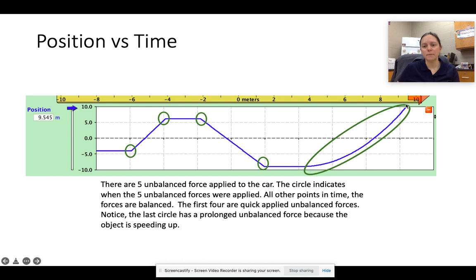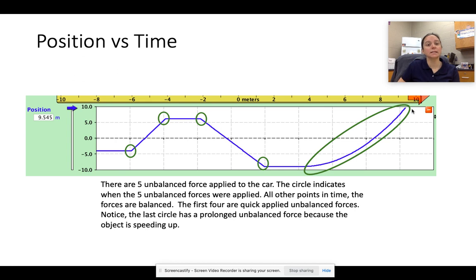So then what's happening here? The object, remember, is speeding up. We see a curved line in this instance. So this is not a quick applied force. This is a prolonged, unbalanced applied force. And so we can see, looking at these position time graphs, where balanced and unbalanced forces are applied.